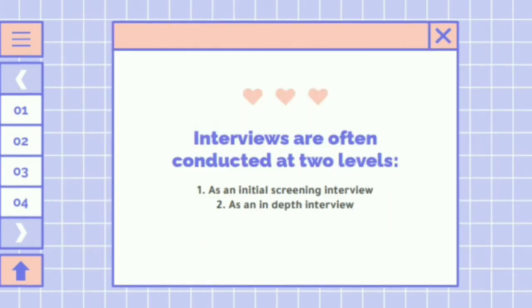Interviews are often conducted at two levels. So the first one is an initial screening interview. This level is to determine if the person has met minimum qualifications, and the second is an in-depth interview with managers. This level is to determine if the person is a good fit for the designated job.